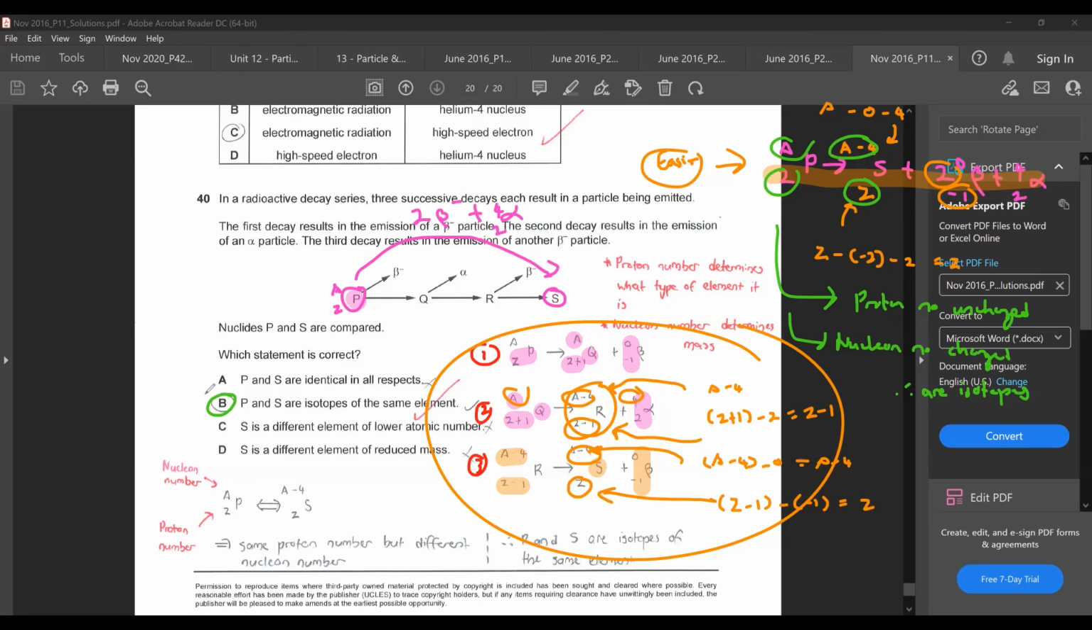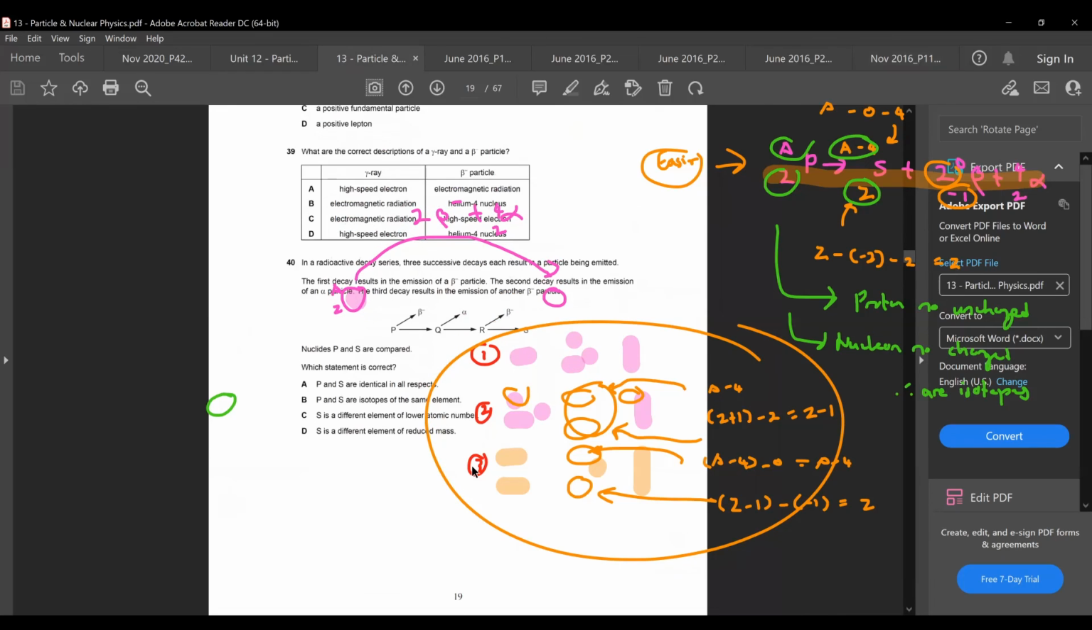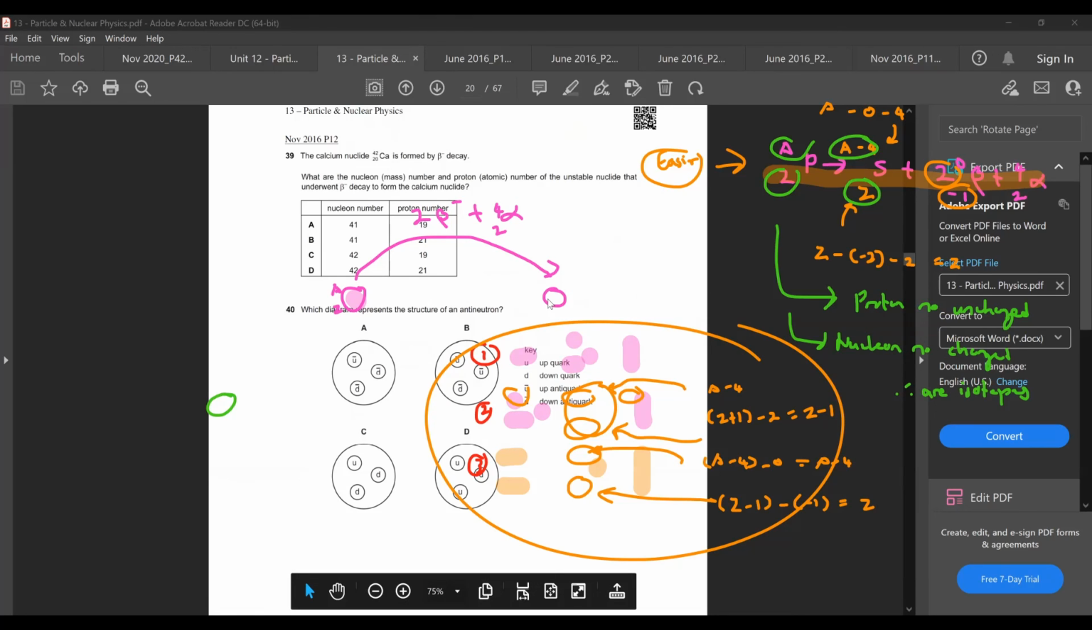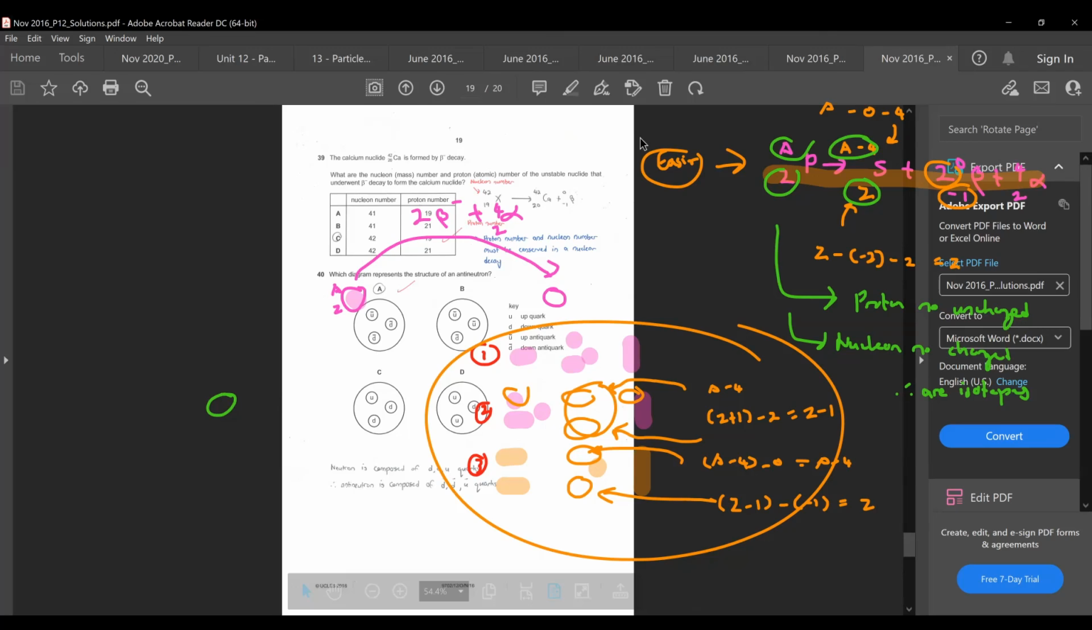Okay, right? So this one is all right. Then we move on to some other question. The variation is starting to change a little. November 16 P12. Next question. This one is 39. I'll just clear off whatever I have here.